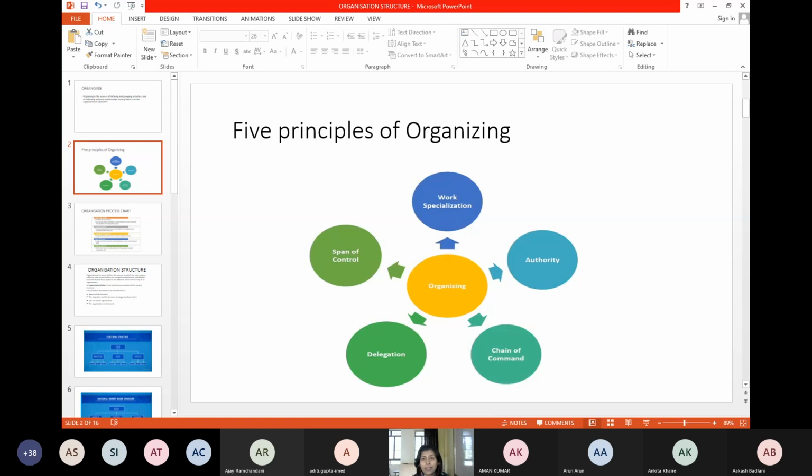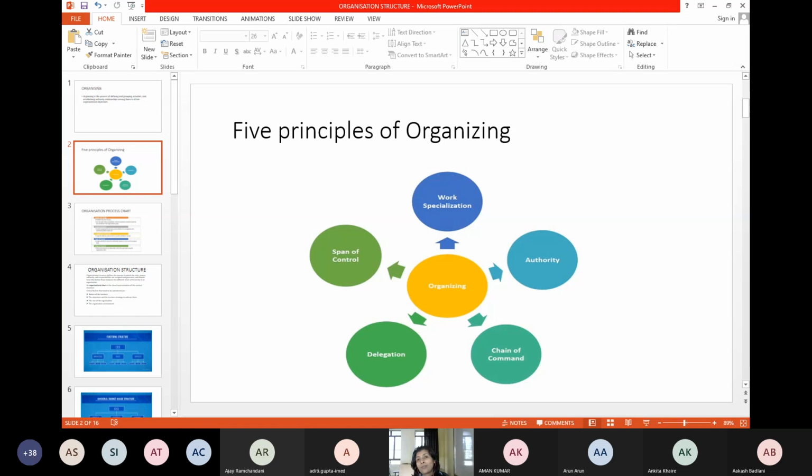Again, when you are delegating, the responsibility is with the senior, with that authority only. It doesn't go to the junior to whom you have delegated the authority. Though you have given authority, the responsibility is with the senior only. So that's the big thing here.